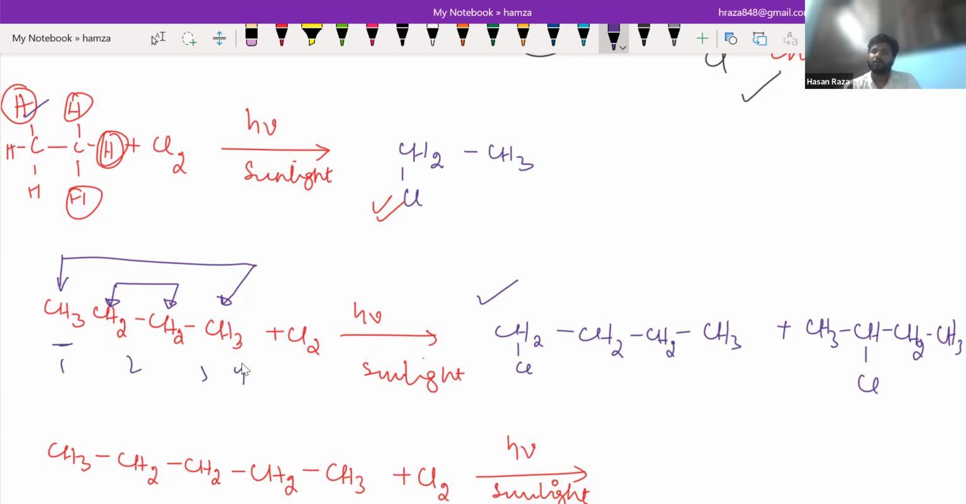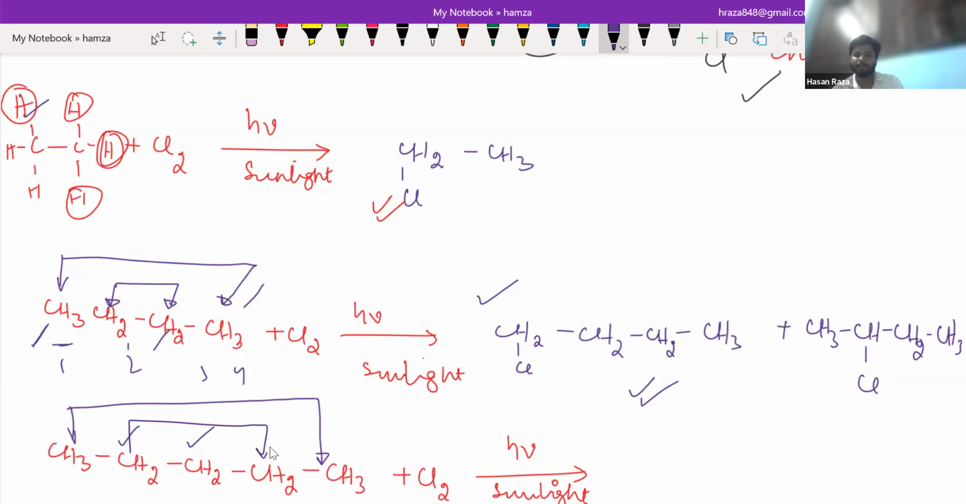If you replace hydrogen with chlorine four times, like 1, 2, 3, 4, there will be a repetition of products. That means the same product. If you replace hydrogen here and here, that will be identical. So only two products. In the same way, if you replace hydrogen from here, this will be the same, so we will consider only one product. So 3 products are possible in this, 2 products in this, and only 1 product in this. Got it, Nafisa? Yes, sir.